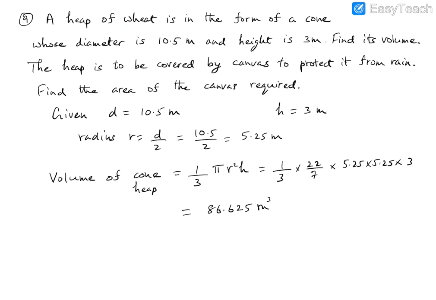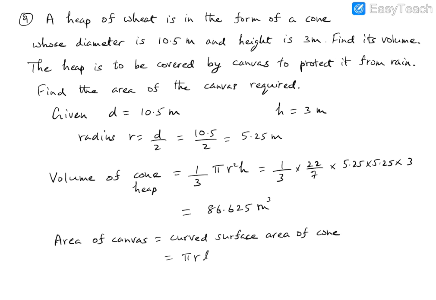The next part of the question says that we have to cover the entire heap by a canvas to protect it from rain. That means we have to cover the entire curved surface of the conical heap of wheat. So that means we have to calculate the curved surface area of the cone. So the canvas that will be required will have the same area as the curved surface area of the cone. So the curved surface area is obtained by the formula pi r L.